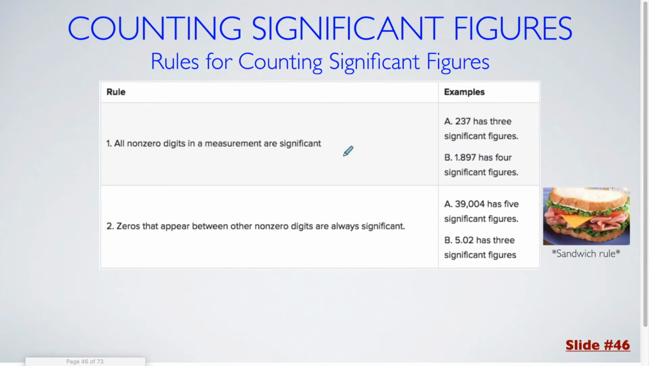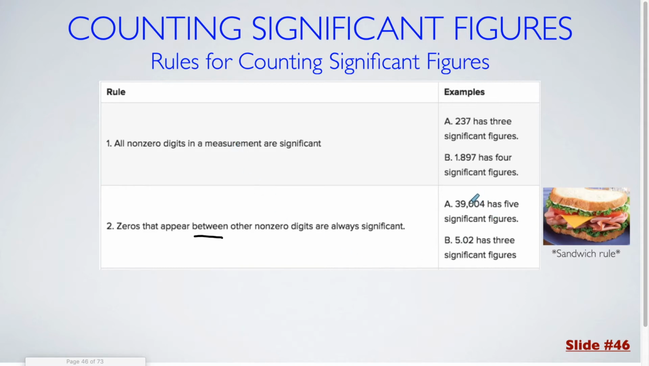The rest of the rules help you to determine whether or not a zero is going to count as a significant figure. Rule 2. Zeros that appear between other non-zero digits are always significant. I often refer to this as a sandwich rule, since we have non-zero numbers sandwiching a zero in the middle. So in this example, the 3, the 9, and the 4 will always count as significant because they are non-zero digits based on Rule 1.